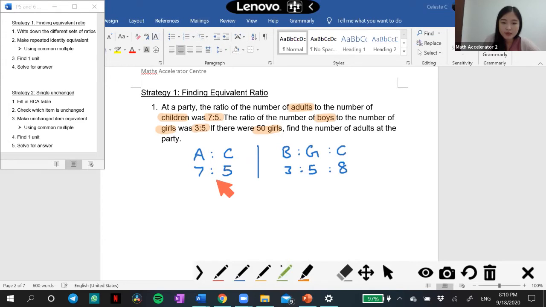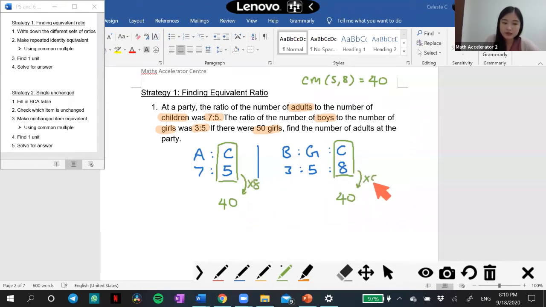So what we need to do is make this 5 and 8 equivalent, right? Because they should be the same, but they don't look the same right now. You have 5 and you have 8. So using common multiple, what's the common multiple of 5 and 8? The first common multiple. Okay, thank you, Aiman. 40. So what we need to do is make it equivalent to 40. So this set you times 8, and the other set you times 5.